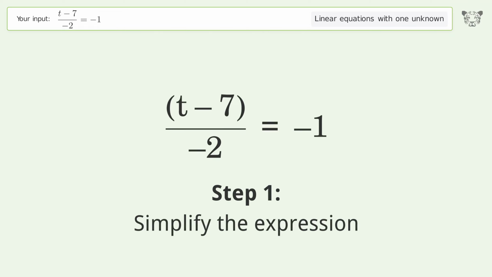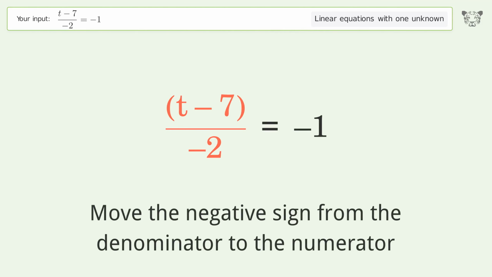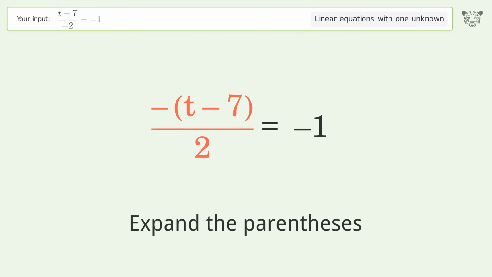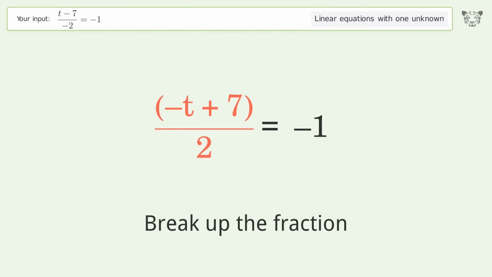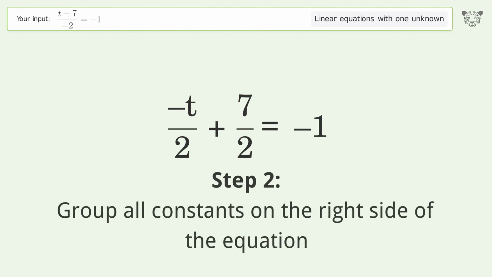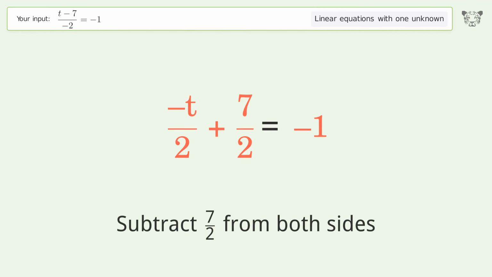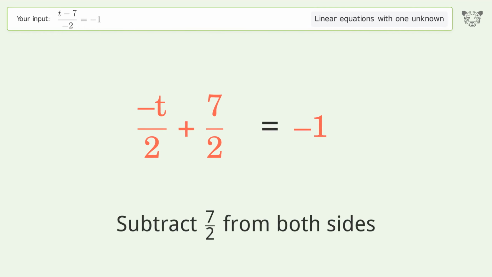Simplify the expression. Move the negative sign from the denominator to the numerator. Expand the parentheses. Break up the fraction. Group all constants on the right side of the equation. Subtract 7 over 2 from both sides.